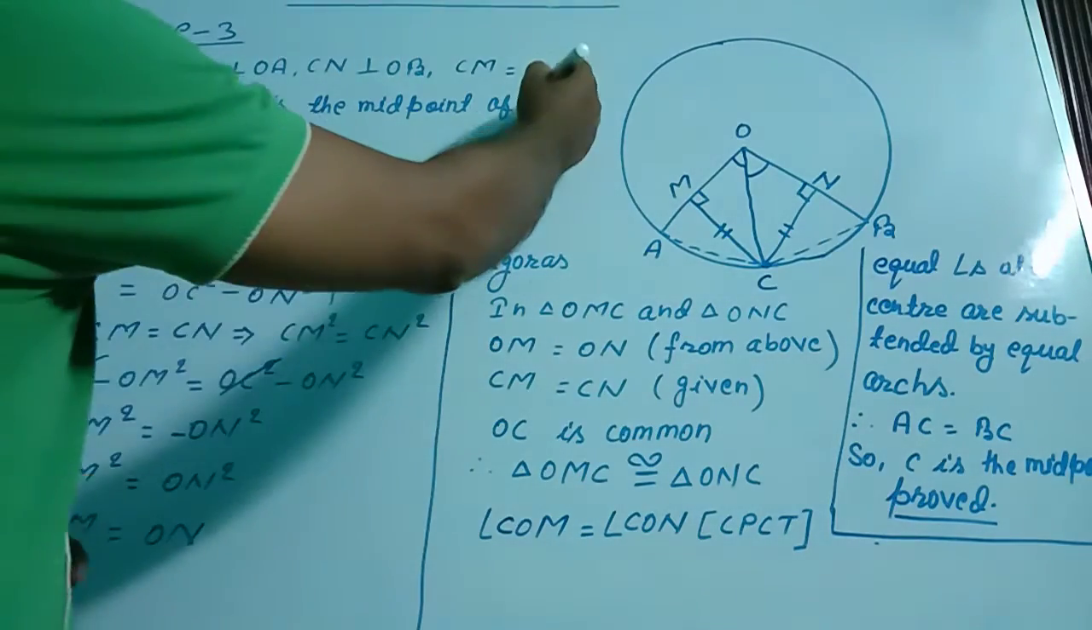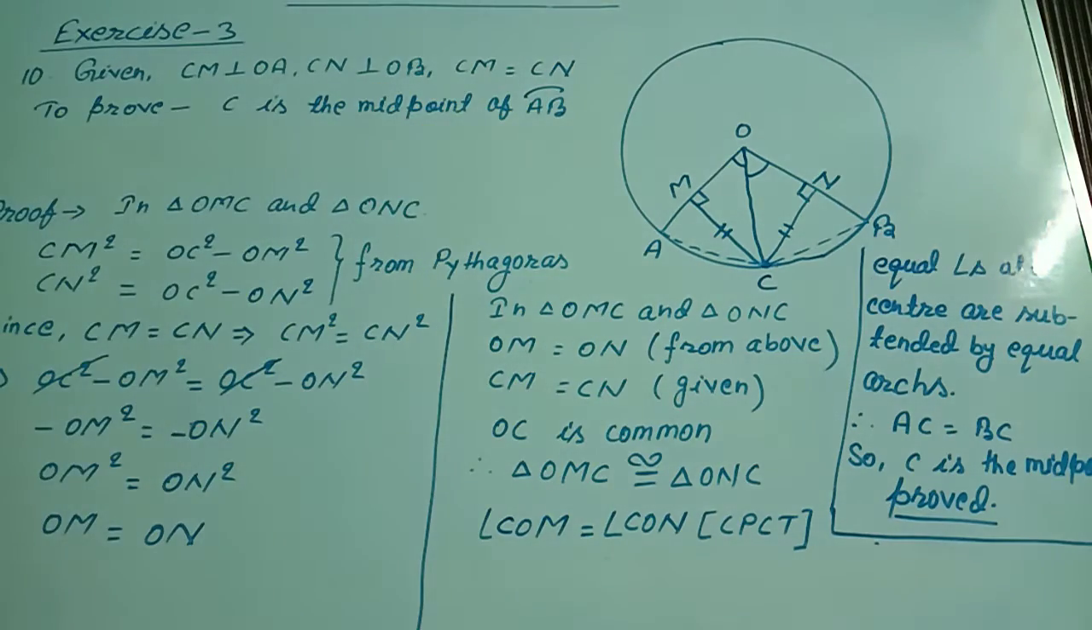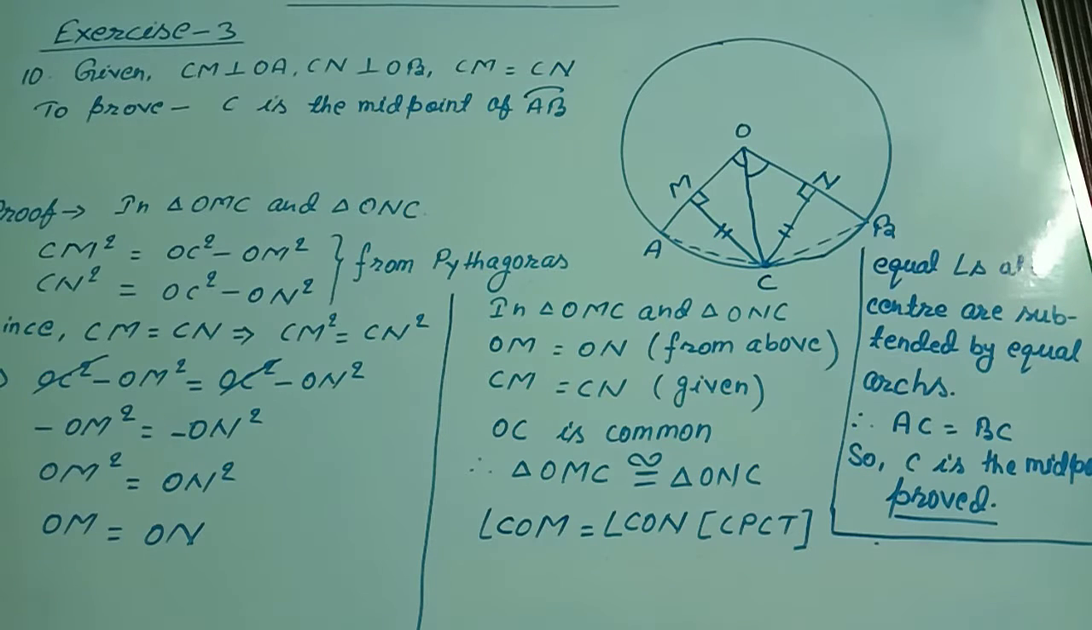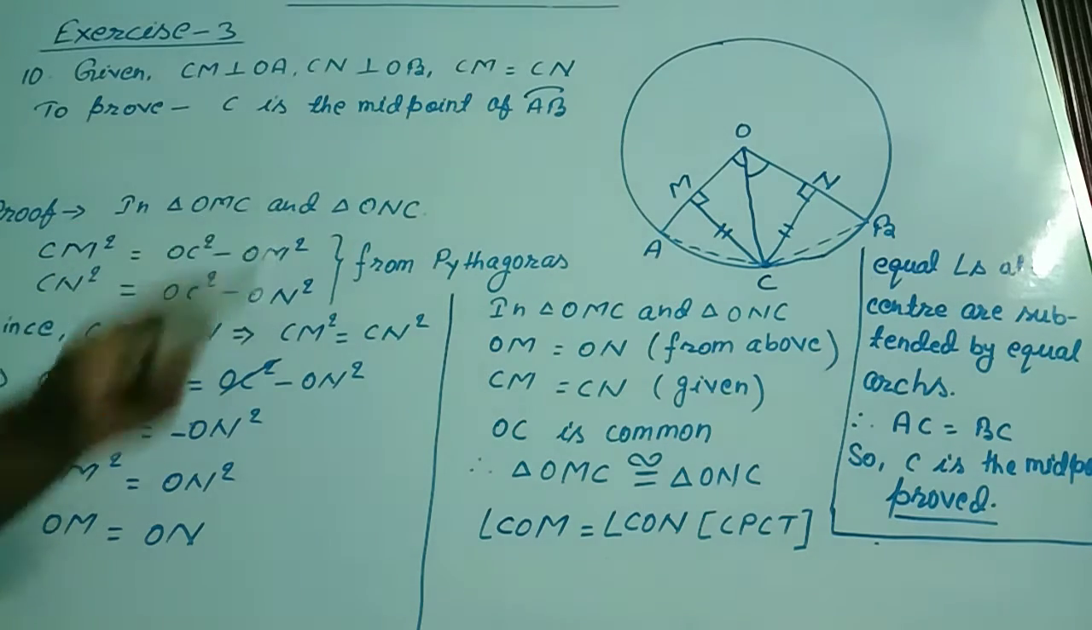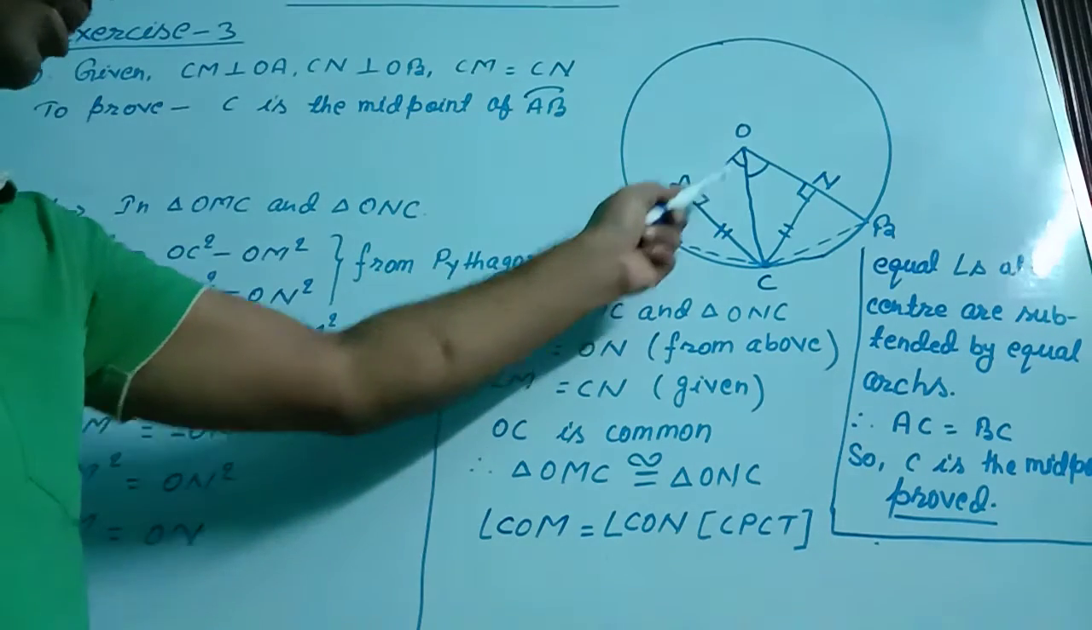This is arc AB. This is the symbol of arc. C is the midpoint of arc AB, that is asked to prove. So for that, at first I came in these two triangles, in triangle OMC and triangle ONC, to show that OM equal to ON.